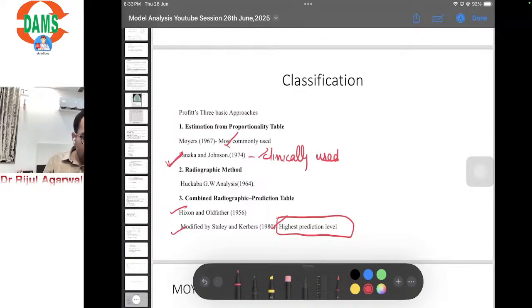Tanaka Johnston is also the easiest to do. You don't require any kind of X-rays or all that in Tanaka Johnston. Just how it's done, I'll tell you. Just formula, put in the value, and that's it. Okay, Tanaka Johnston, most clinically used, easiest to do. Most common, Moyers. Highest prediction or most accurate, Stanley and Kerbers.